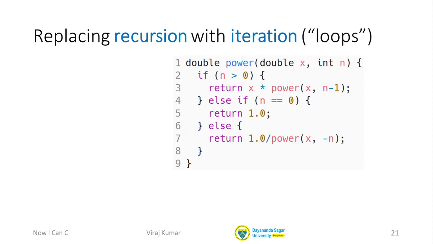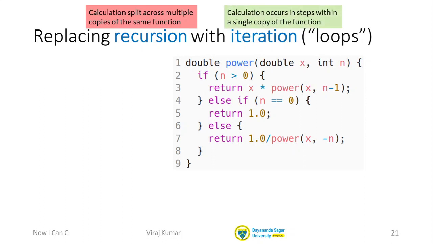We have actually seen some pretty sophisticated code using recursion. Now you might think, well, recursion is also doing calculation in steps. Well, yes, but those steps are split across multiple copies of the same function. And what we are now going to see is this very powerful idea called iteration, sometimes called looping, where we will do all the calculations within just one copy of the function.